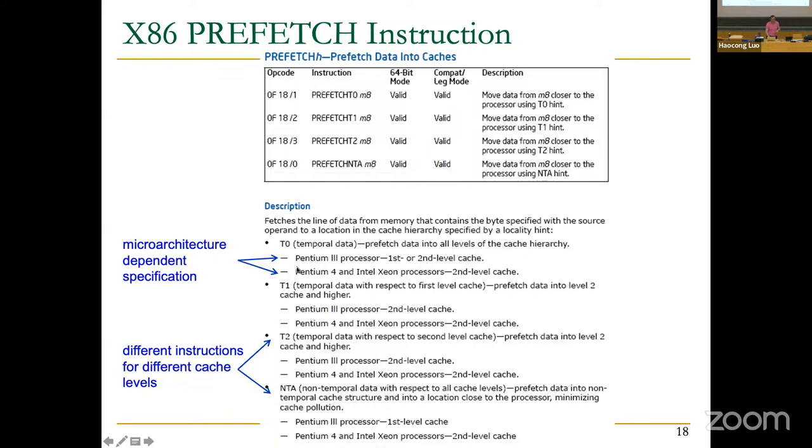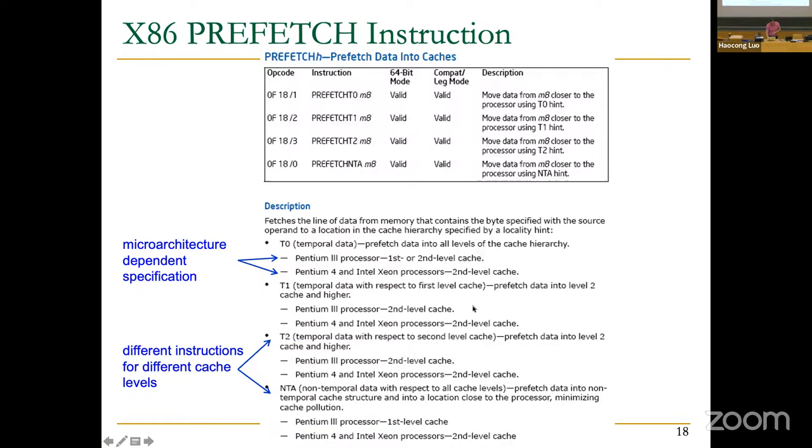Specification is microarchitecture dependent. You can see that if you use prefetch T0, you prefetch data into all levels of the cache hierarchy. What does that mean? In Pentium 3 processor, that means first and second level cache. In Pentium 4 Intel Xeon processors, second level cache. Well, you said all levels. But L1 cache is special, as I said, right? Even though they say all levels, they ignore the L1 cache. We don't touch the L1 cache after Pentium 4. Makes sense, right?